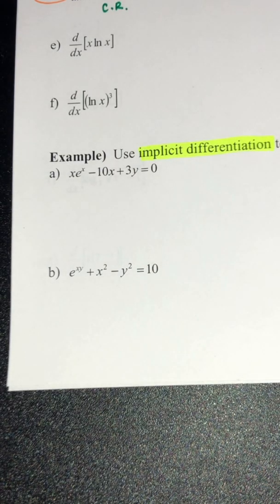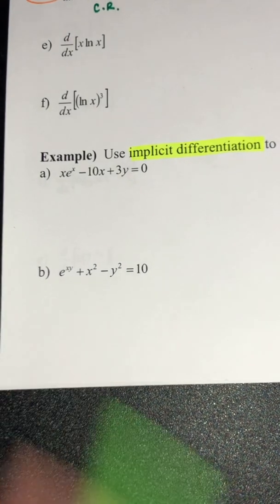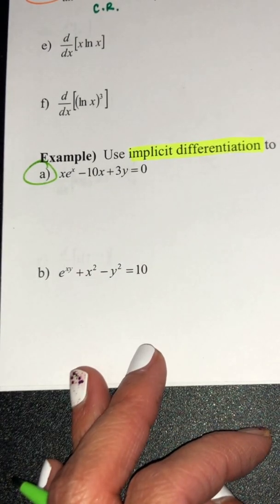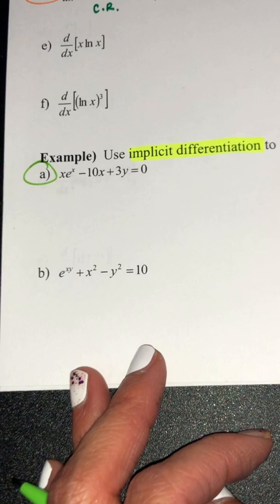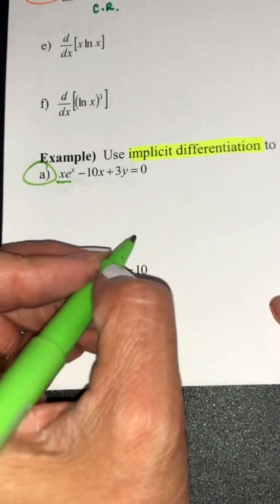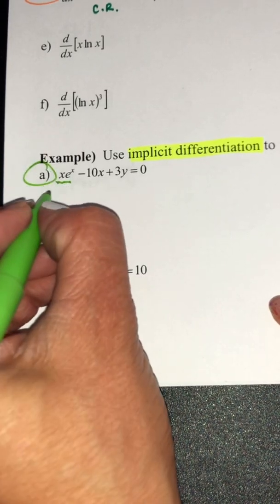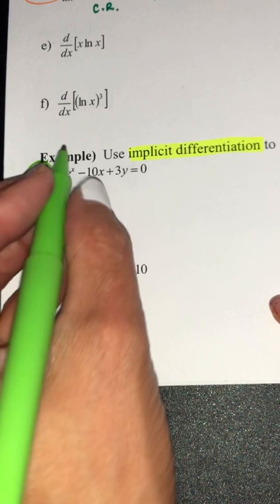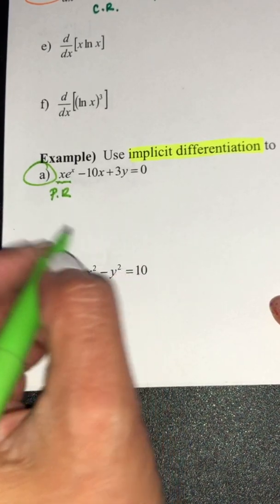So the last lesson had to do with implicit differentiation. So that means we're going to have more than just an x in there. We're going to have x's and y's in there. So we're going to have to do the whole dy/dx thing. Okay, so we are going to be doing letter A, and we're going to use implicit differentiation to find dy/dx. So first of all, looking at that first term, x times e to the x, I have a product, so I'm going to have to use product rule on that, and that's the only place where I'm going to have to use that rule.